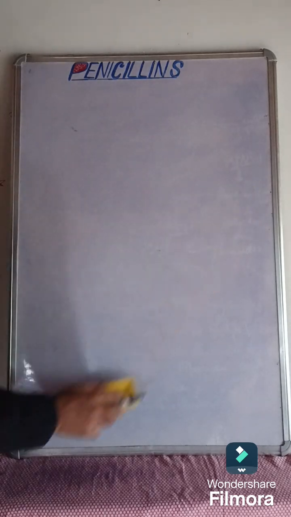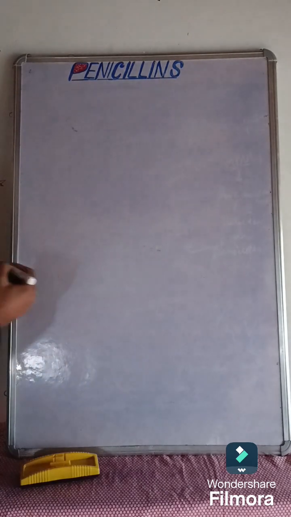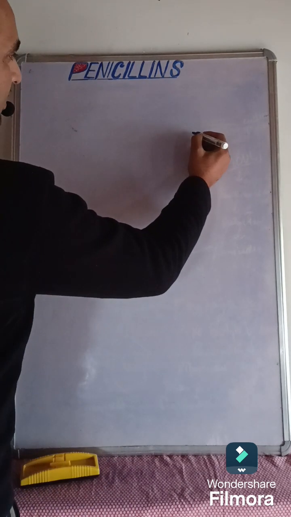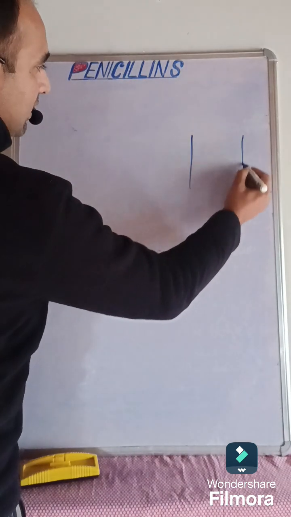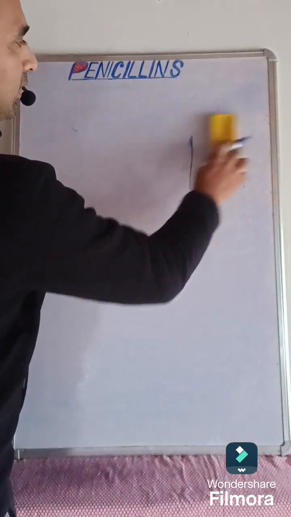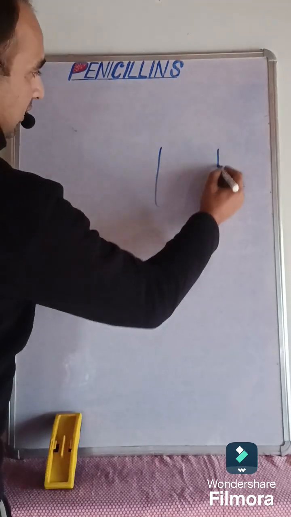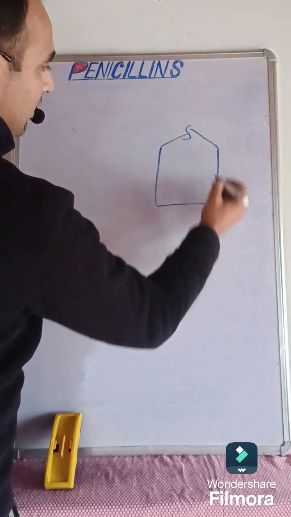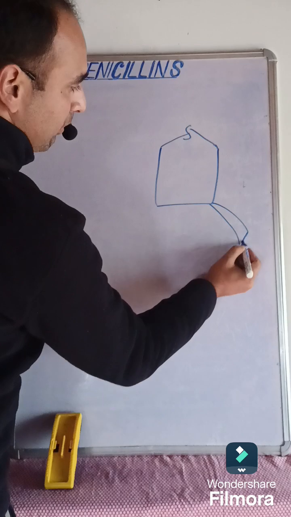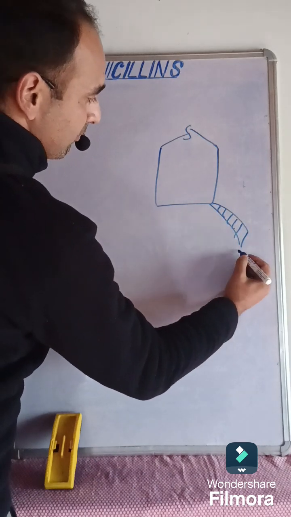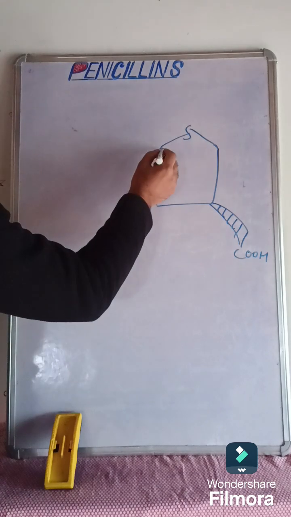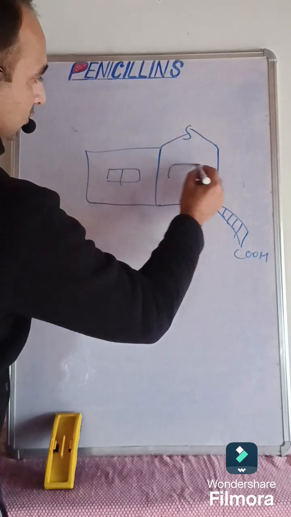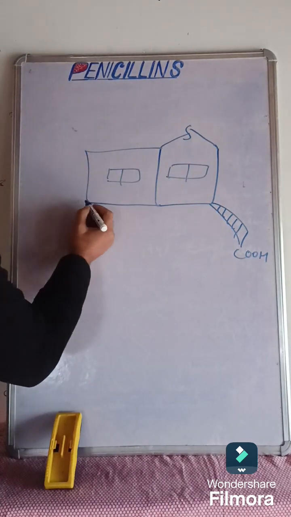In order to learn the chemistry of these penicillins, I want you to remember just a little trick. You just remember a home which I call the sulfur home. This is the sulfur home, which contains the roof made up of sulfur and a beautiful path made up of carboxylic acid. It has a side room attached to the sulfur house. At least this home you can remember.